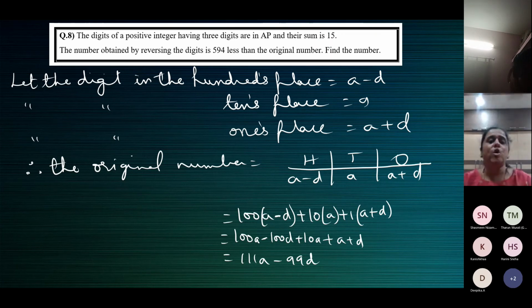The number obtained by reversing the digits is 594 less.